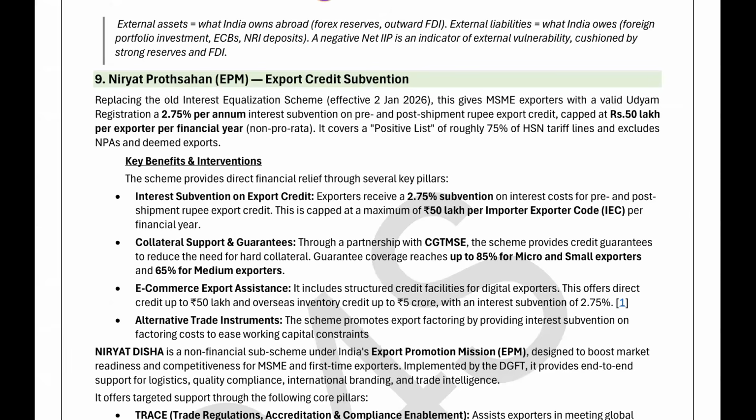So the ninth news which is important for the circular is निर्यात प्रोत्साहन, that is EPM, which is export credit subvention, and this news has also been repeated in flagship scheme as well as your newspaper.